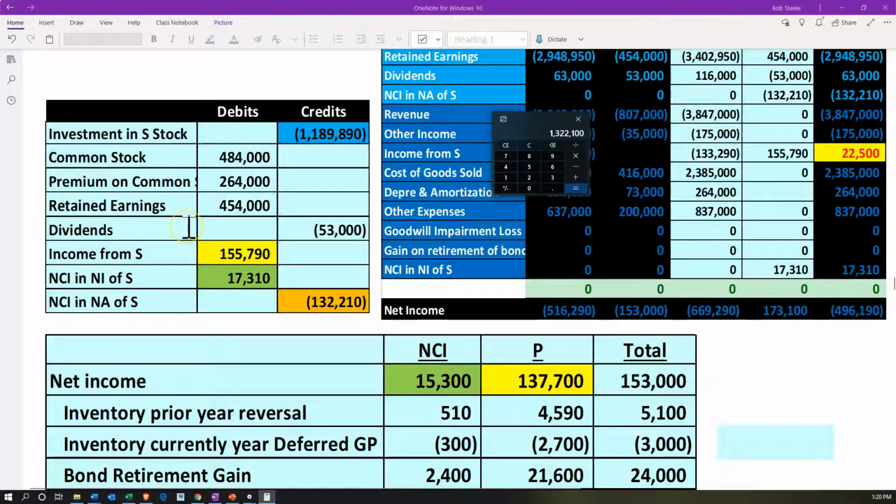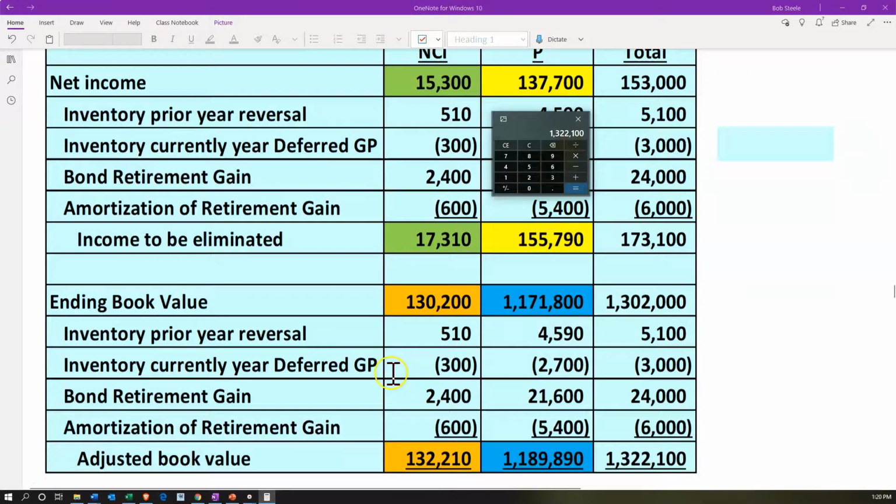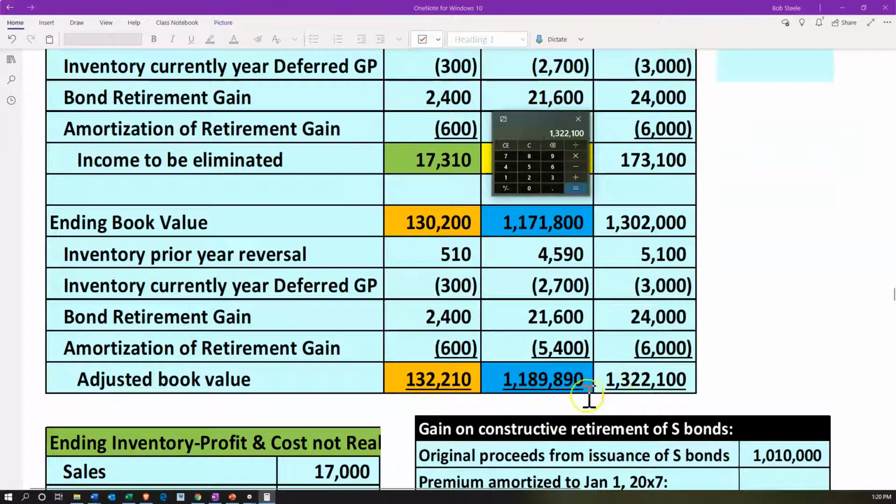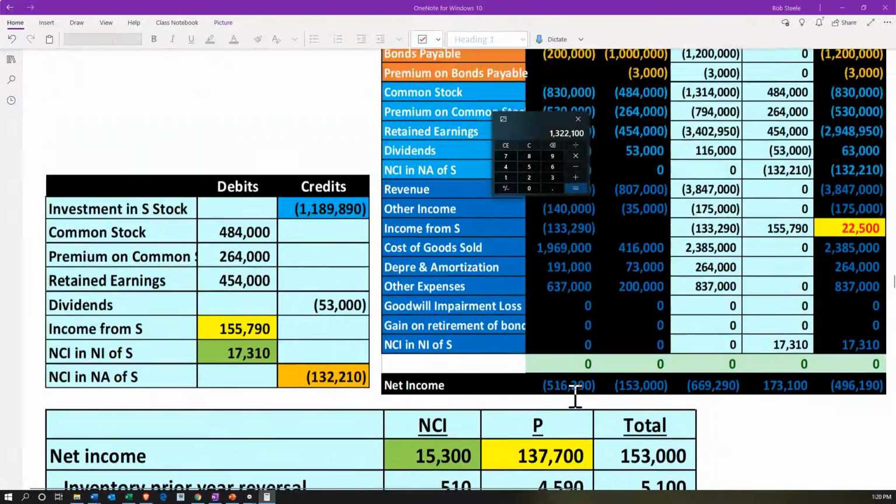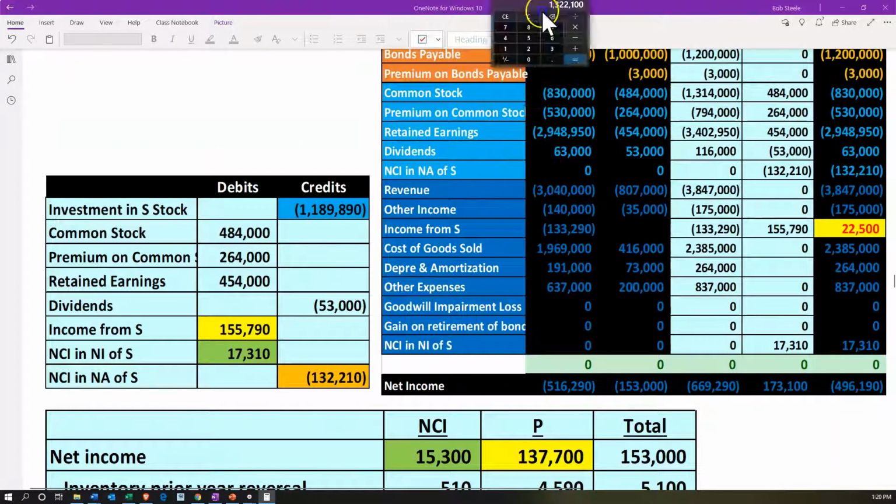Now we're at the 1,322,100, which is going to be this number that we're now breaking out in terms of the controlling and non-controlling interest, the 90/10. So that's going to be our transaction. It's going to be balancing out.